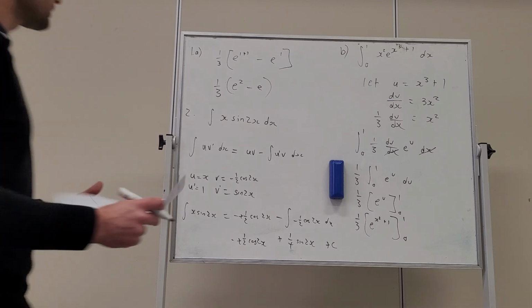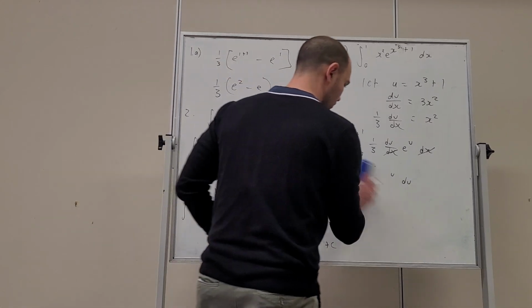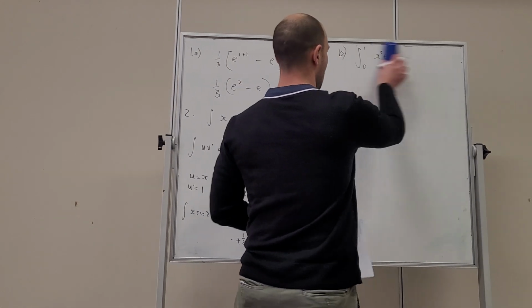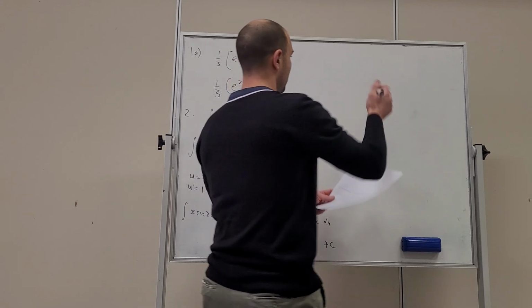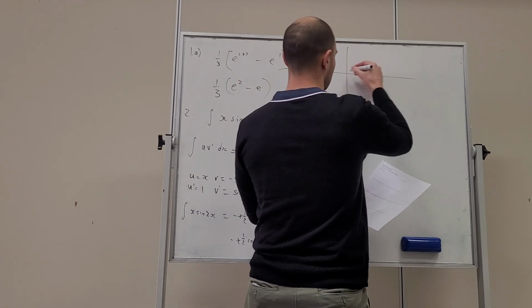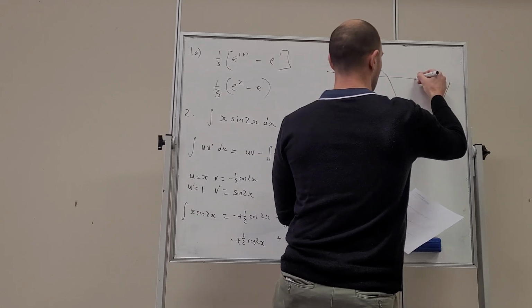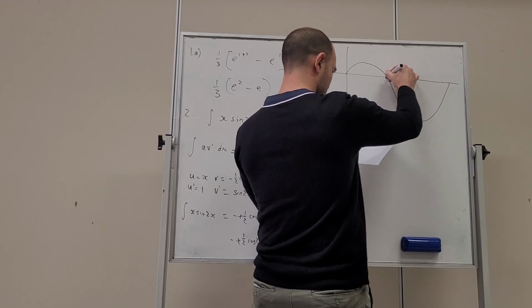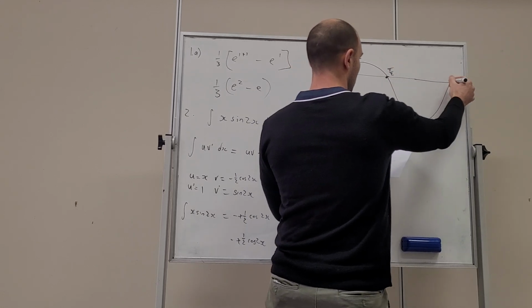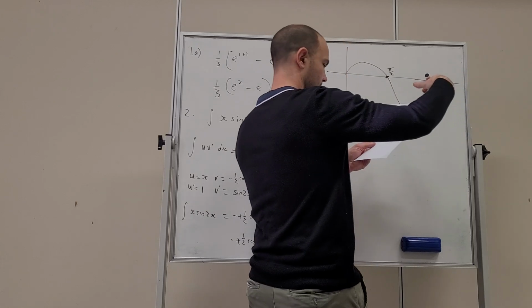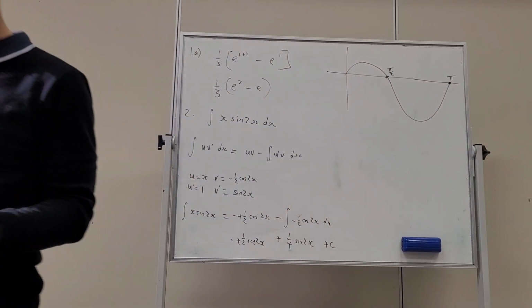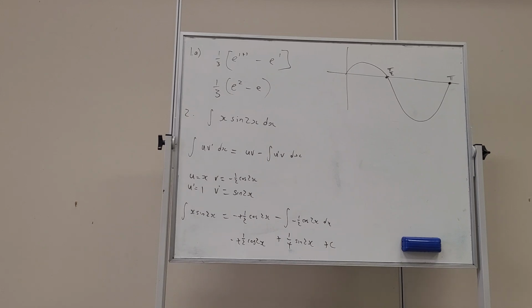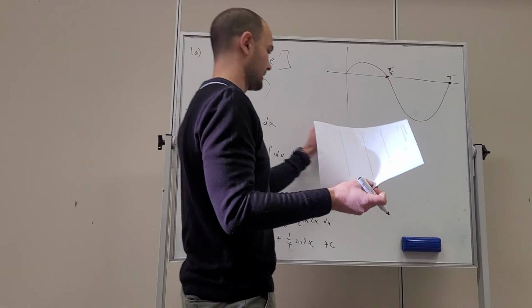Excellent. Okay, so on to B then. And we're given the graph of the function x sine 2x. It looks like this. And we've got here that this is pi on 2, and this is pi. Okay, the figure below shows the graph. Show that the area below the x-axis is 3 times the area above the x-axis.